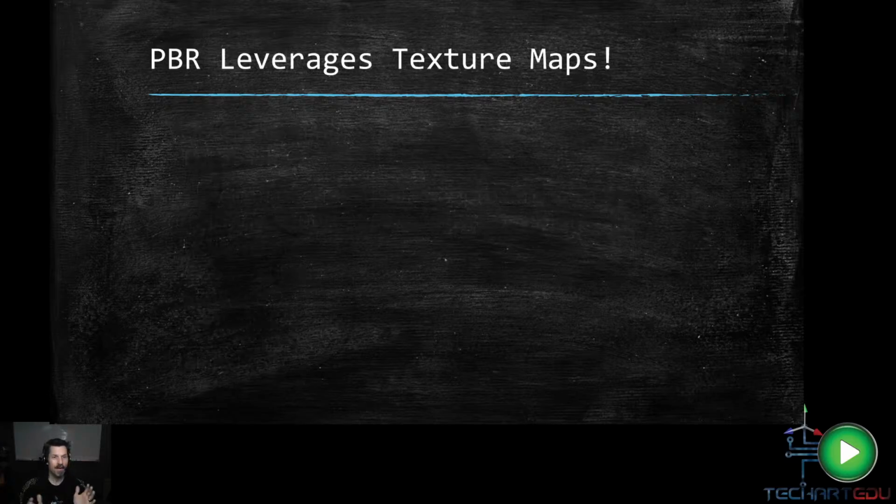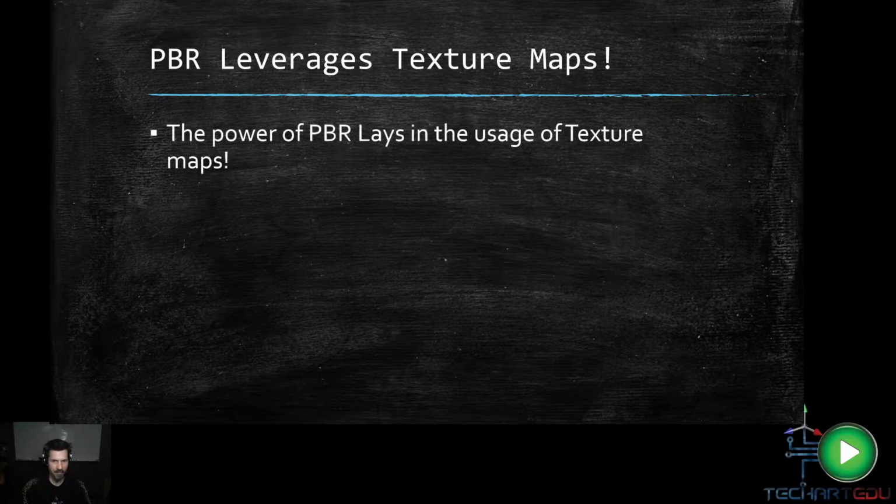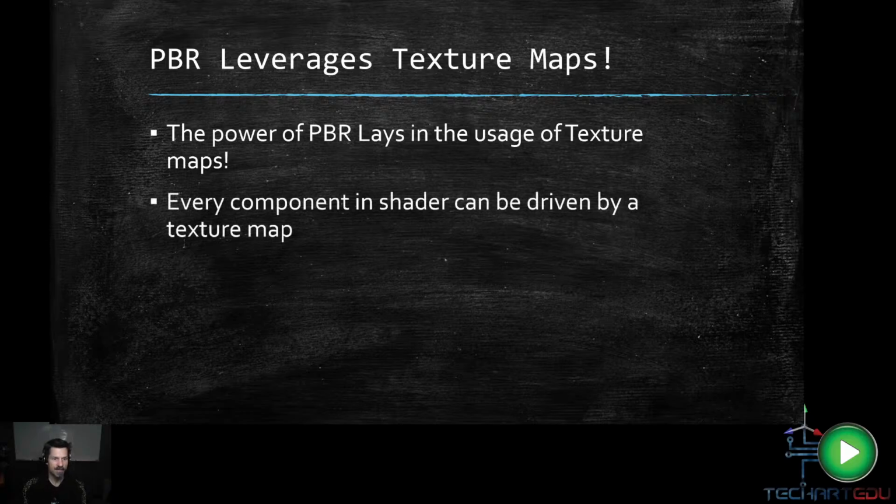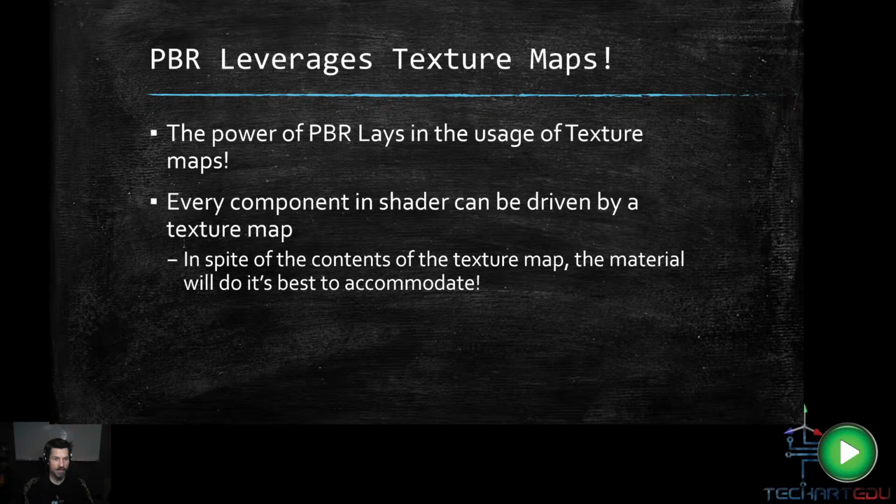Okay, but the cool part is that when you do it this way, you can leverage the texture maps. And so the power of PBR really lies in the usage of its texture maps. All the components of the basic PBR behavior can be driven by specific texture maps. And that's really cool, because despite the contents of the texture map, the material is going to do its best to accommodate. So you can throw whatever you want inside of the PBR shader, and the shader is going to do its best. So you could get really complicated shaders.